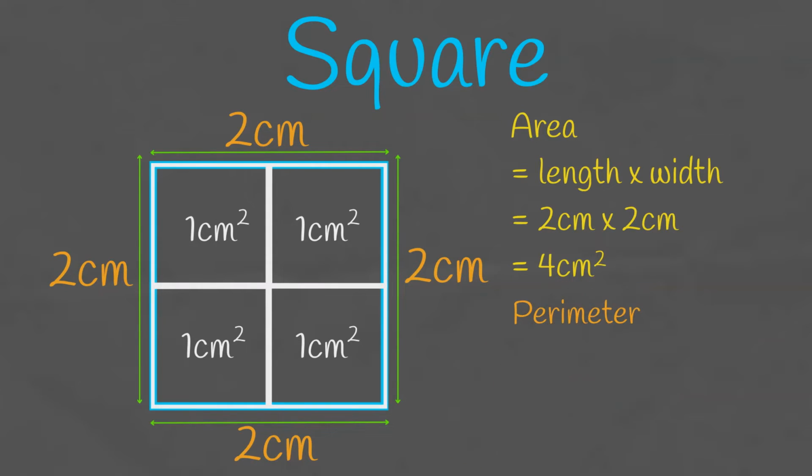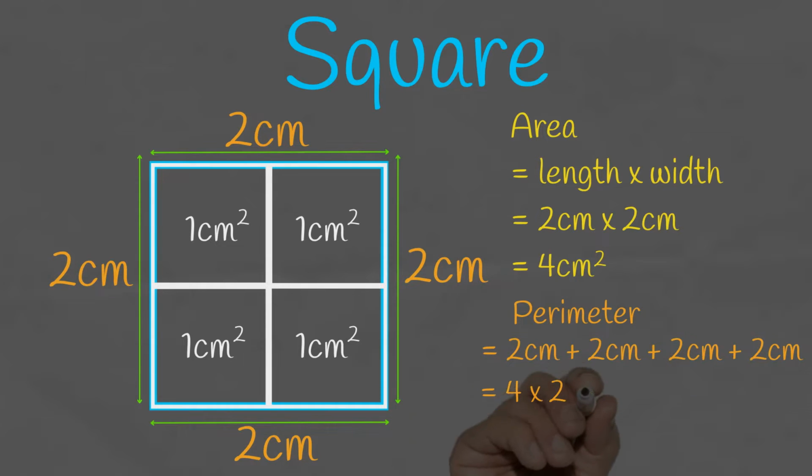Well, that's the sum of every side. So you can add every side up individually to get the perimeter, or because every side is equal in a square, you could calculate 4 times 2 to get the answer, which is 8 centimetres.